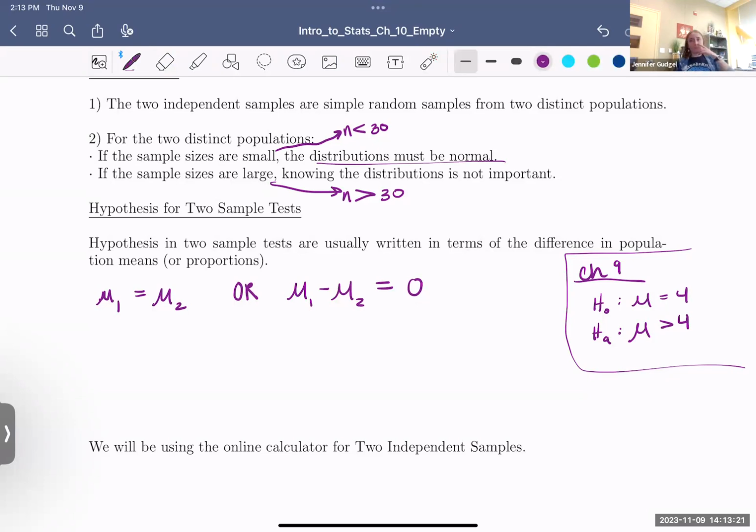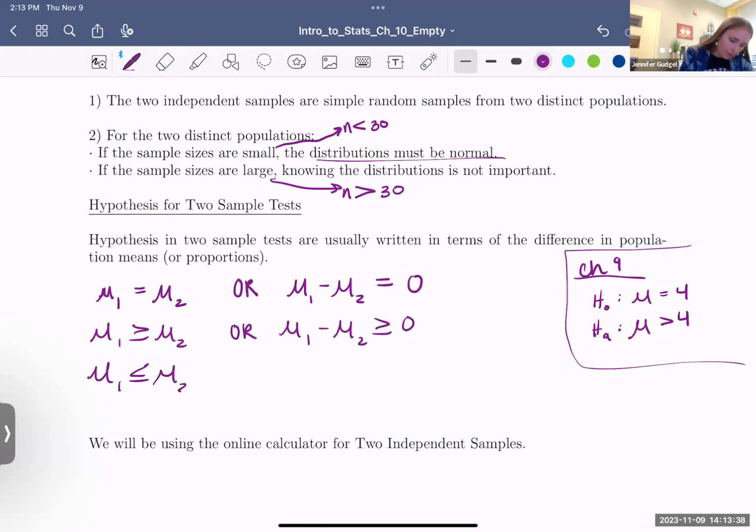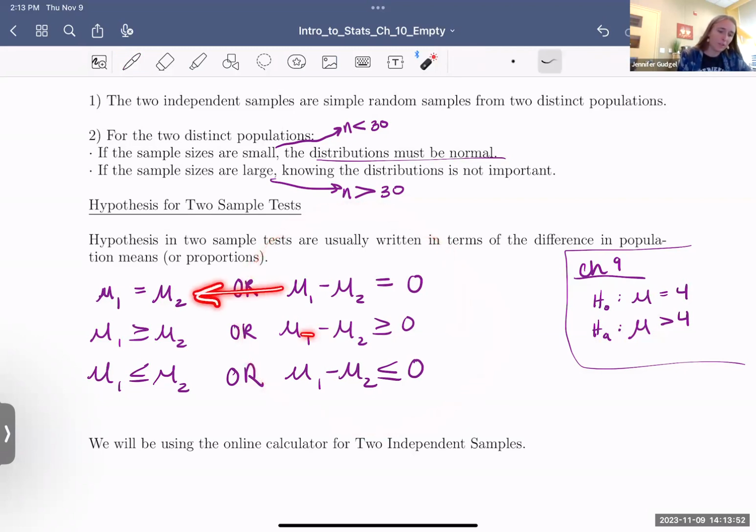Another option is that mu1 is greater than or equal to mu2, or mu1 minus mu2 is greater than or equal to 0. Mu1 is less than or equal to mu2, or mu1 minus mu2 is less than or equal to 0. Again, all of these options are the same statements as what's over here. We just rewrote them by subtracting mu2 to the other side, and we get 0 because of that.